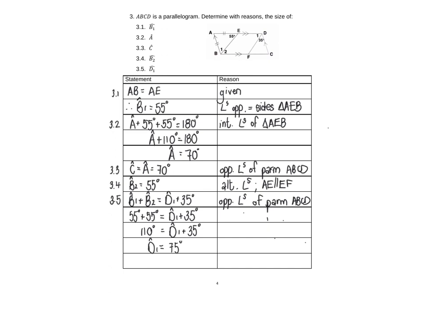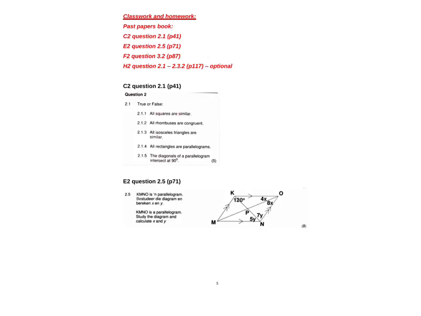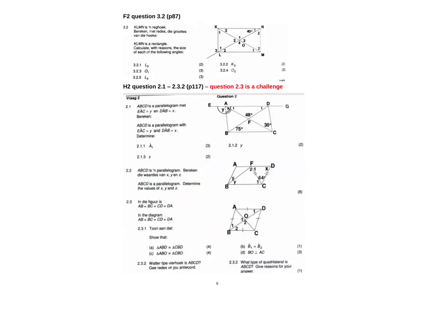Right, and that's it for question 3. And then your homework or practice work, let's call it that. Question paper C2, you can do question 2.1. Question paper E2, you can do question 2.5. Question paper F2, you can do question 3.2. And question paper H2, you can do question 2.1 till 2.3.2. So all of this, and that's it.